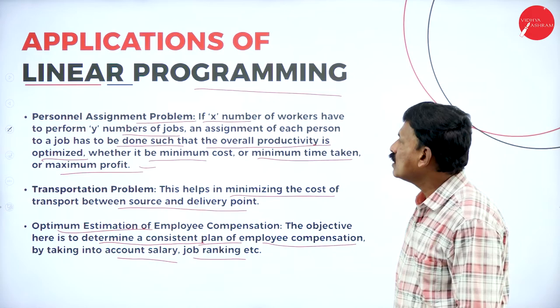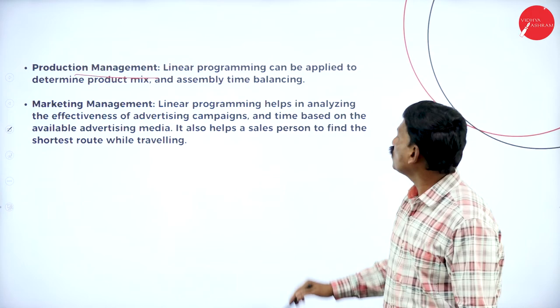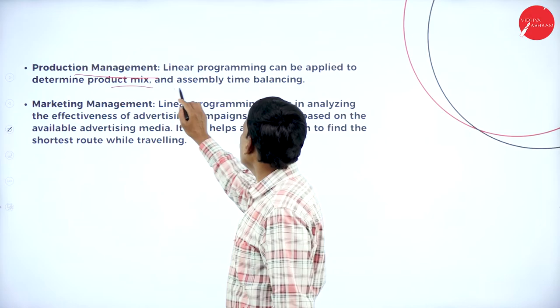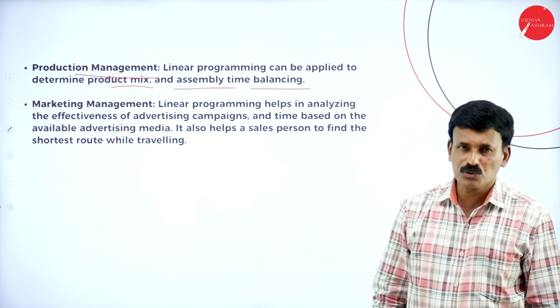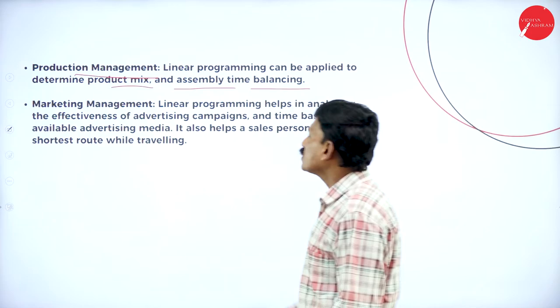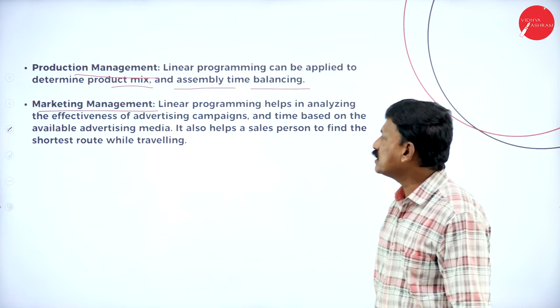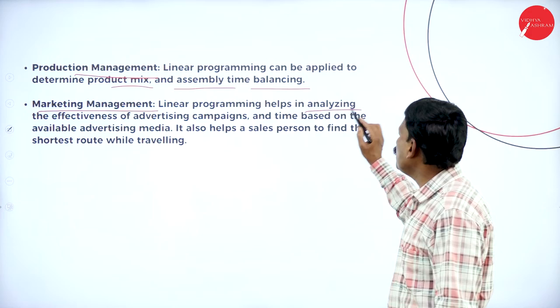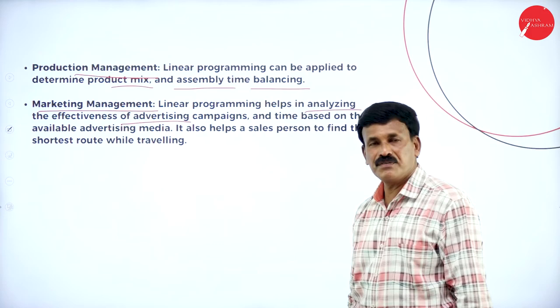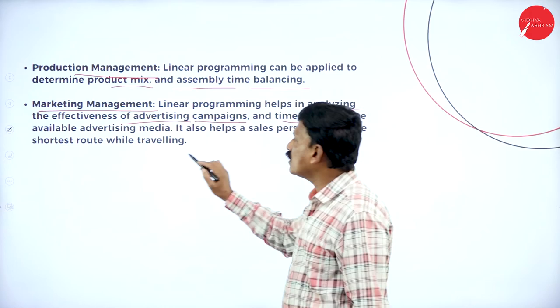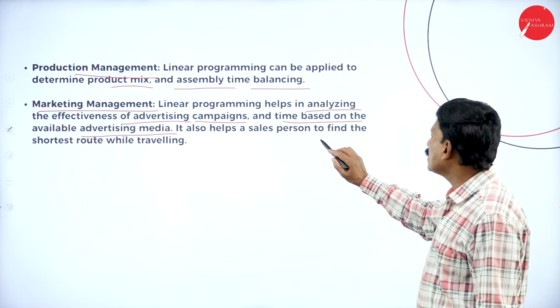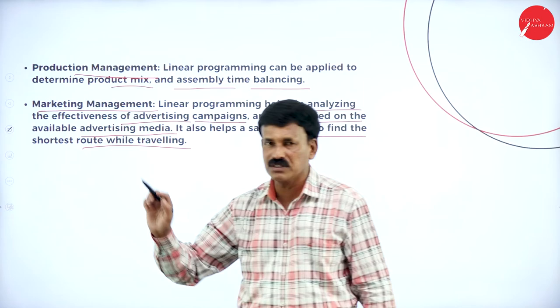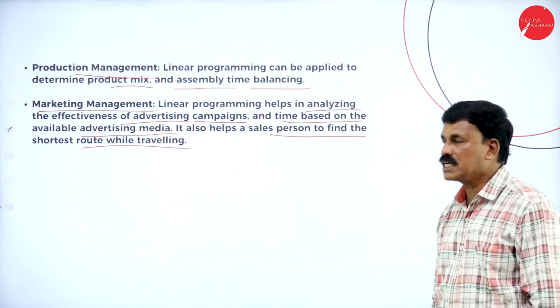Now, another important one is production management. In production management, linear programming can be applied to determine the product mix and assembly time balancing. So, to mix the product as well as to balance the assembly, we use this in production management. And the final one is marketing management. In marketing management, linear programming helps analyze the effectiveness of advertising campaigns. It also helps a salesperson find the shortest route while traveling.